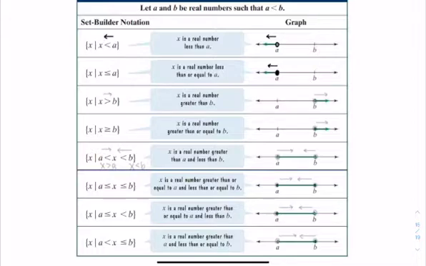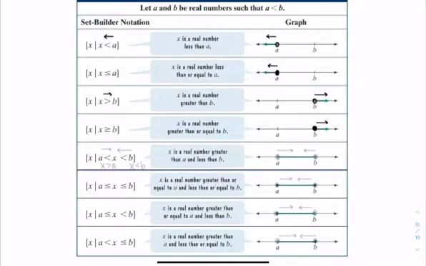For the third one, we have the set of all x such that x is greater than B. So this time, the arrow is pointing to the right. So we want to shade to the right of B. Since this is greater than B, we're going to have an open circle and shade to the right. For the next one, we have the set of all x such that x is greater than or equal to B. So again, we're going to shade to the right, but this time we have that closed circle on B.